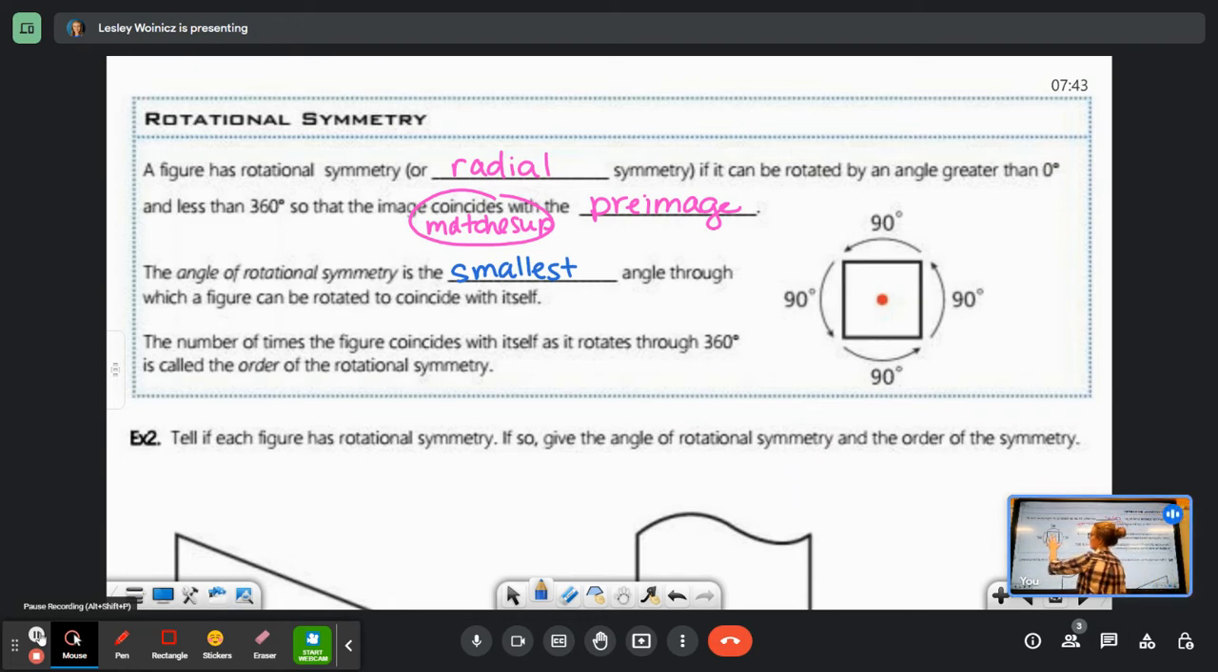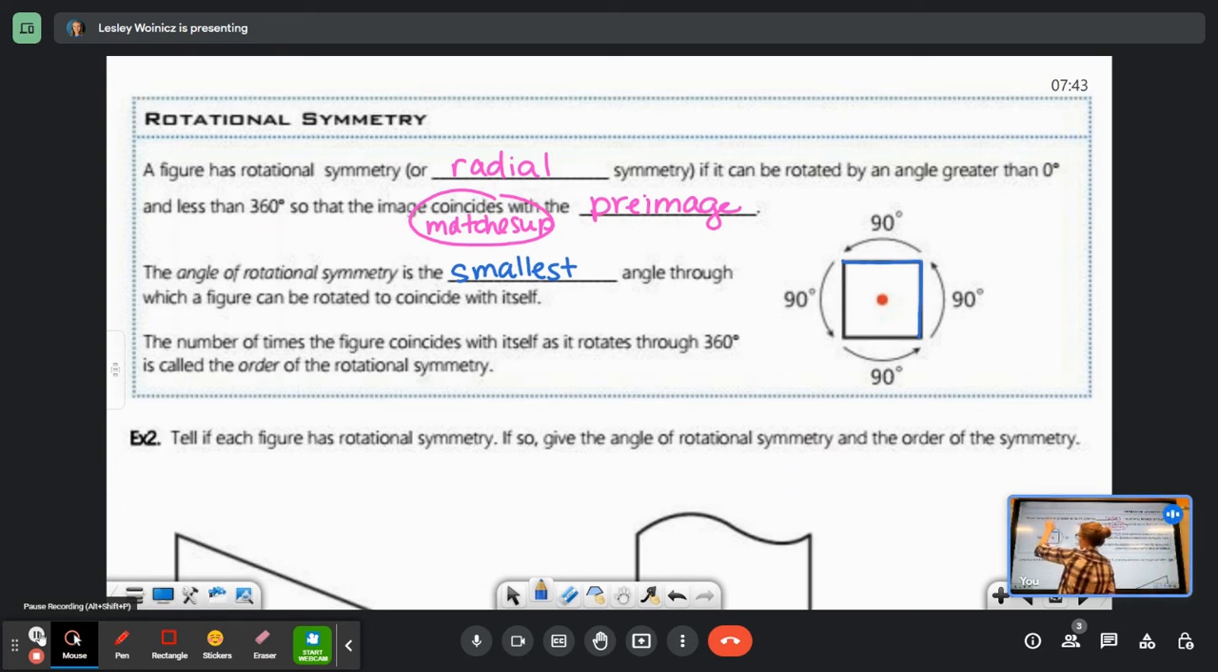Okay, look at this example here. If I rotate this little square 90 degrees about its center, this side will end up here. And you won't be able to tell the difference between the pre-image square, which is the original, and the image square, which is the one that's been rotated, because they'll be identical. It matches up, it coincides, okay? And every 90 degrees, when I rotate it, same thing will happen. It'll line up perfectly.